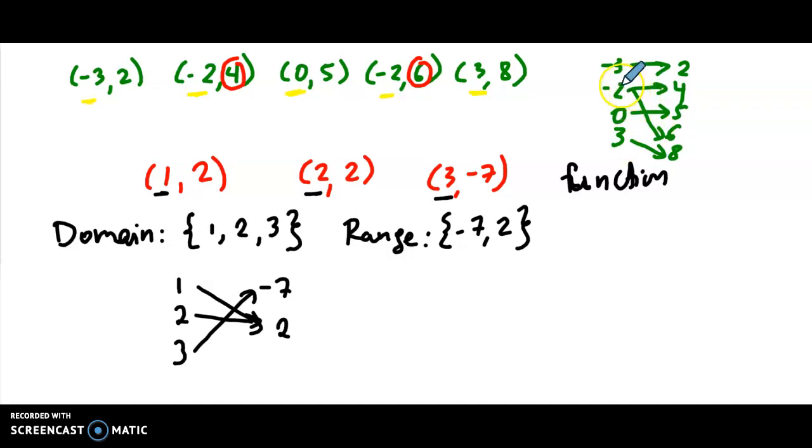So you can clearly see you have the x value of -2 twice. It goes to 4 and 6. So that is not allowed when you're talking about a function. So you can repeat the y's, but you can't repeat the x's. That's the problem.